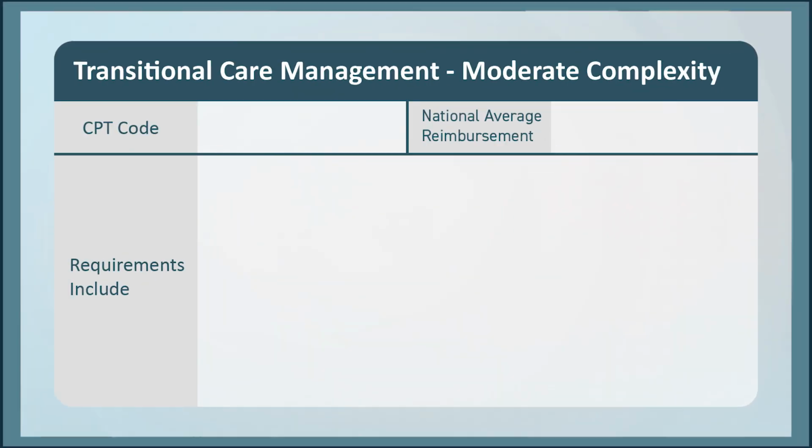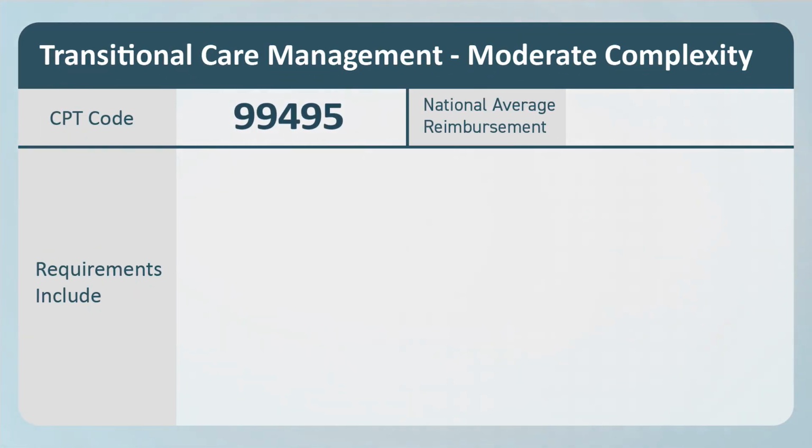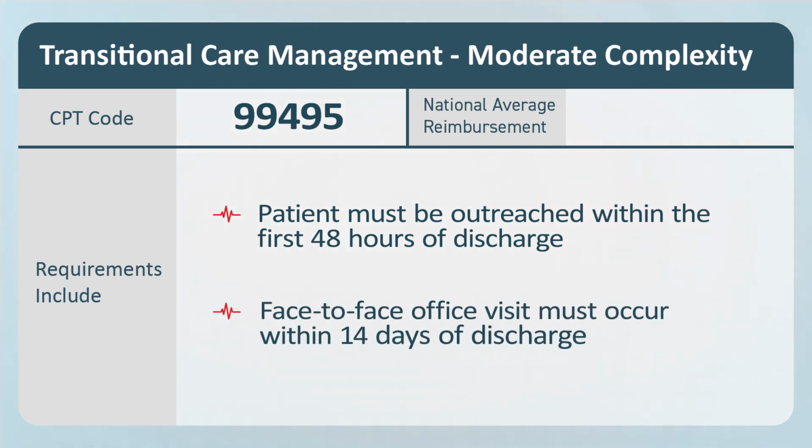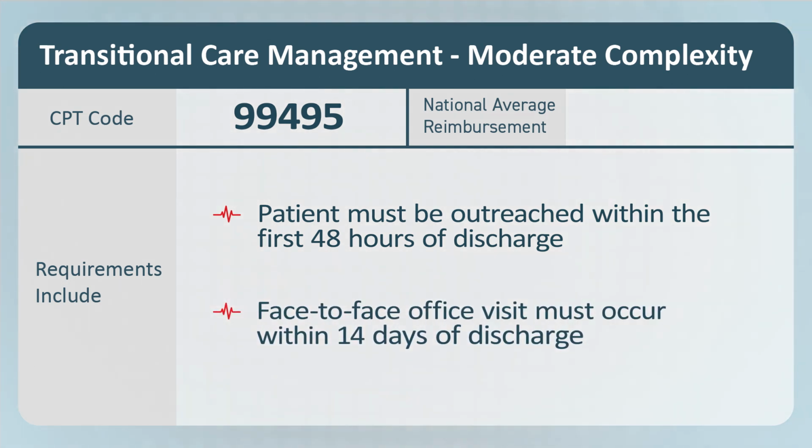The first CPT code is 99495 for moderate complexity in the medical decision making. The patient will need to be outreached within the first 48 hours of discharge, and the face-to-face office visit must occur within 14 days of discharge. The national average reimbursement of 99495 is $203.